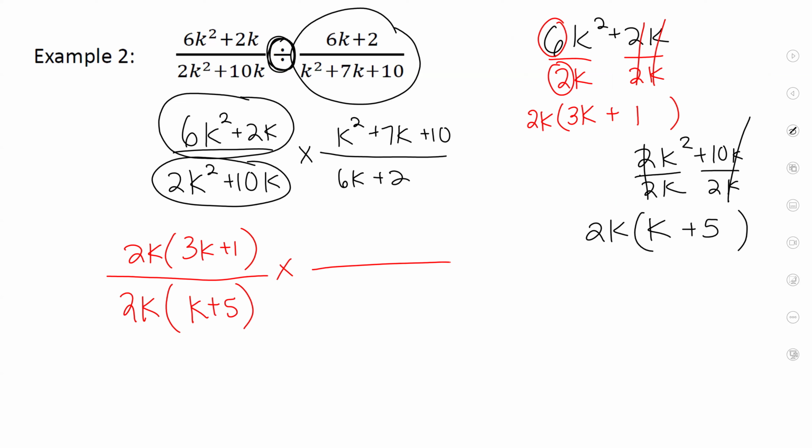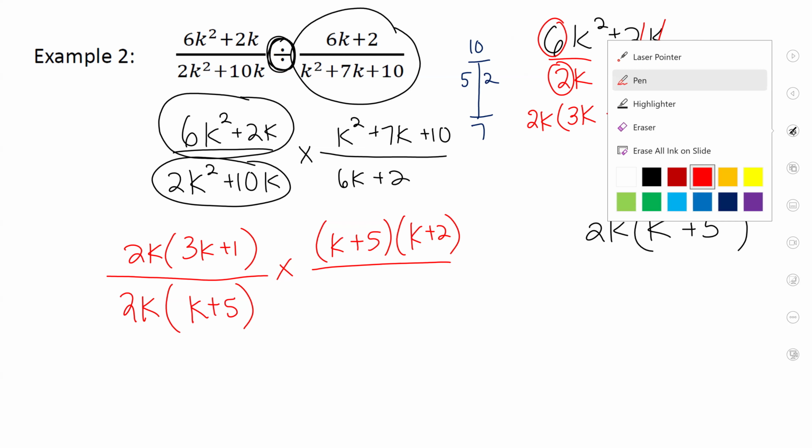Yep, we can cancel those out. Okay, now this one in the numerator will need an eye chart. So I need two numbers that multiply to 10 but add to 7. Good, 5 and 2. So I'll write that up here. K plus 5, k plus 2.